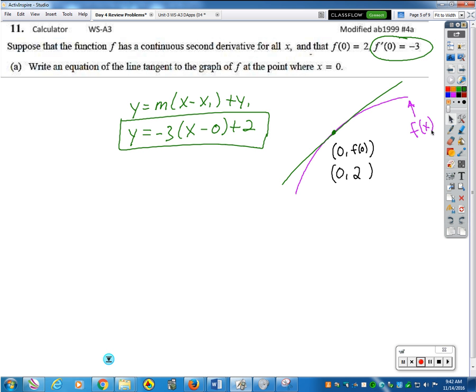So here it is. The slope, in fact, I read it like this. Look at my pen. This little tick mark reminds me of a tangent slope. So I say to myself, tangent slope of f, when x is equal to 0, has a value of -3.